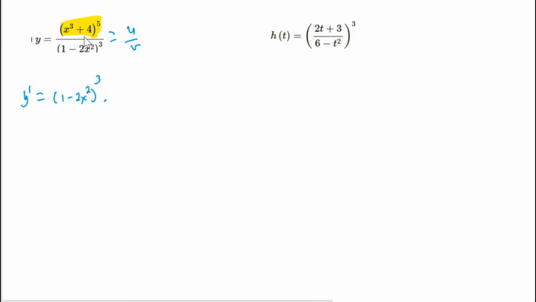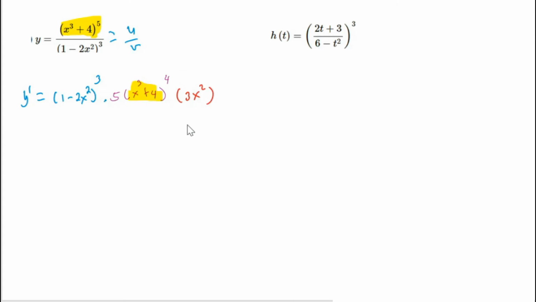Look at the one that I highlighted, that's the numerator. So the derivative of that now becomes 5 times the quantity of x cubed plus 4 to the power of 4, because 5 minus 1. Then apply another chain rule. The derivative of this base, x cubed plus 4, times the derivative of x cubed is 3x squared. The derivative of 4 is 0, so no need to write. Now we are done with the v du.